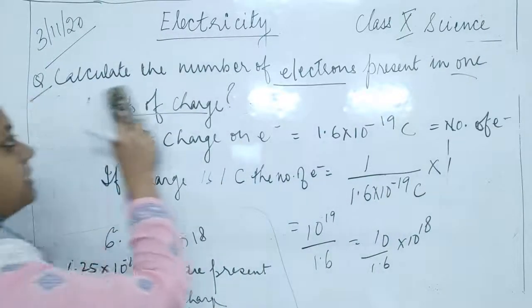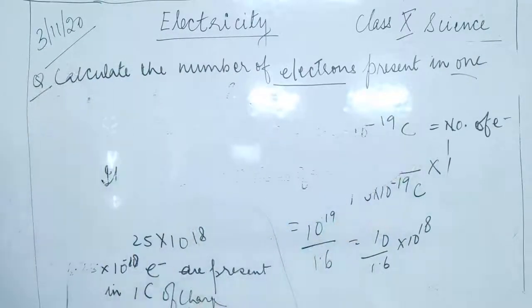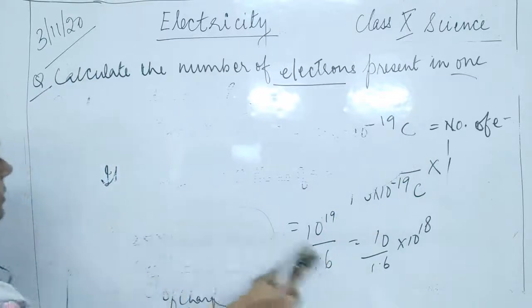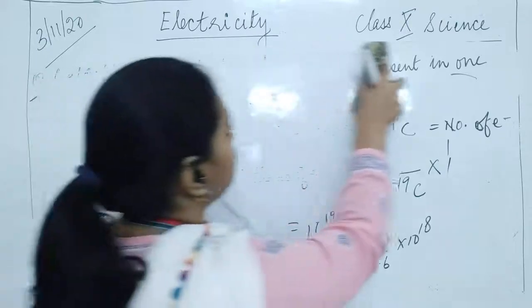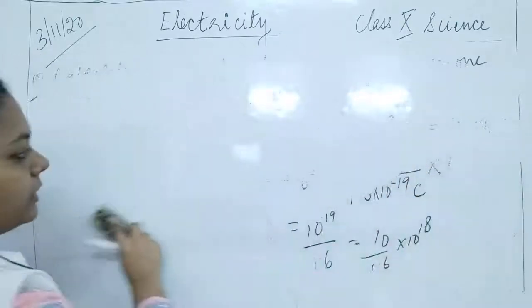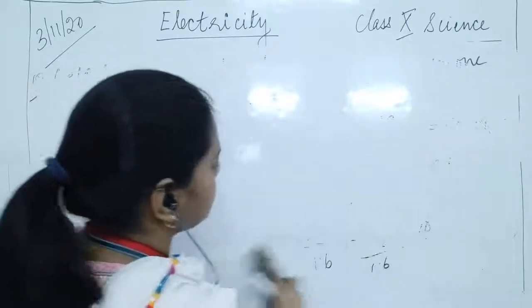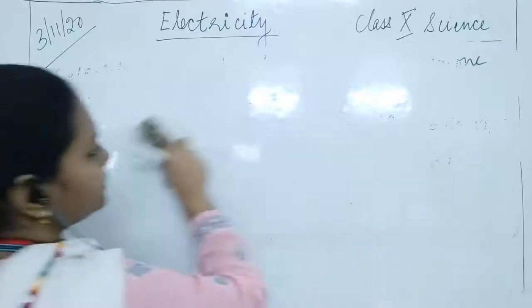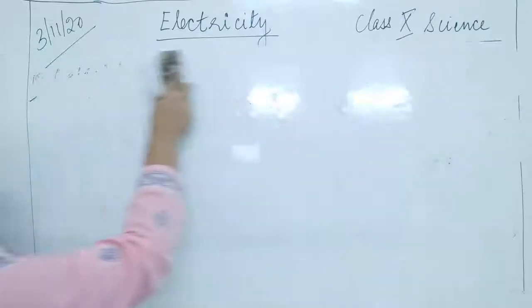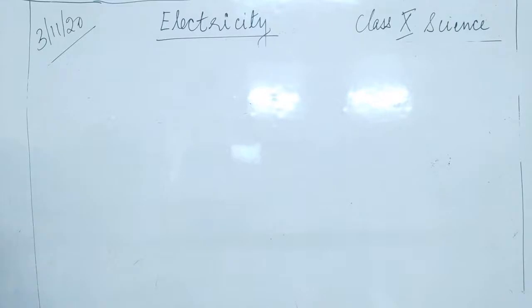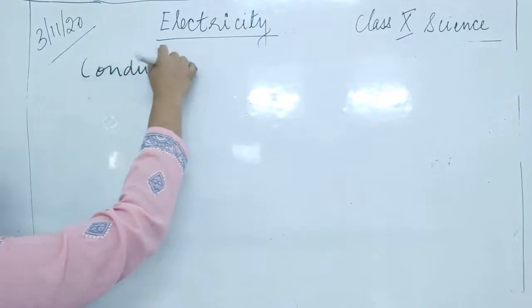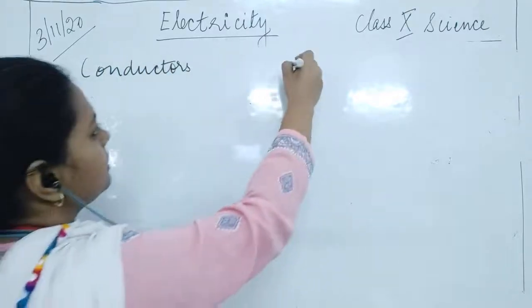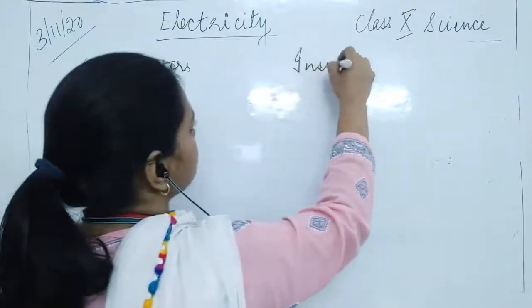Okay, now the next topic is, we are saying that there are different types of charges. Now where will those charges be present? Those charges are present on different types of materials. Which types of materials are there? There are 2 types of materials, that is conductors and insulators.